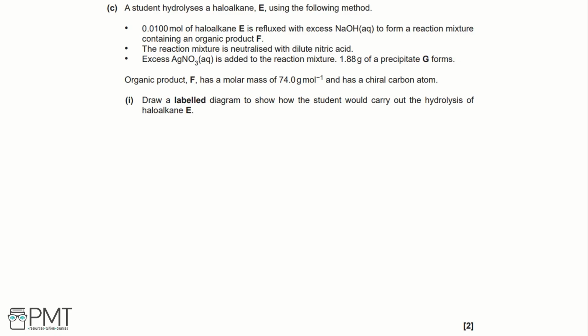Part C. A student hydrolyzes a haloalkane E using the following method. 0.01 moles of a haloalkane E is refluxed with excess NaOH to form a reaction mixture containing an organic product F. The reaction mixture is neutralized with dilute nitric acid. Excess AgNO3 aqueous is added to the reaction mixture. 1.88 grams of a precipitate G forms. Organic product F has a molar mass of 74.0 grams per mole and has a chiral carbon atom. Part 1. Draw a labelled diagram to show how the student would carry out the hydrolysis of haloalkane E.